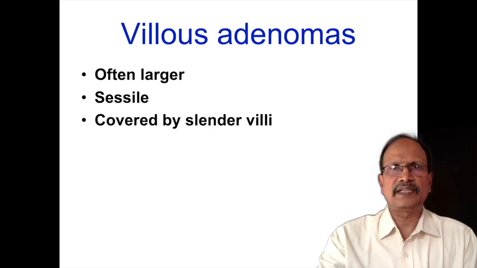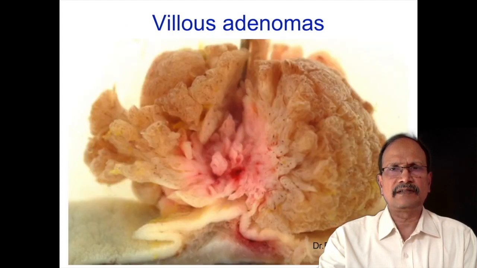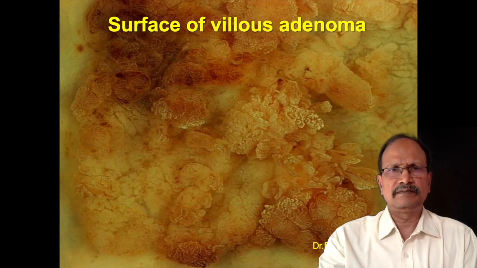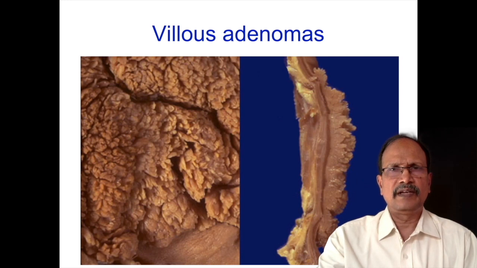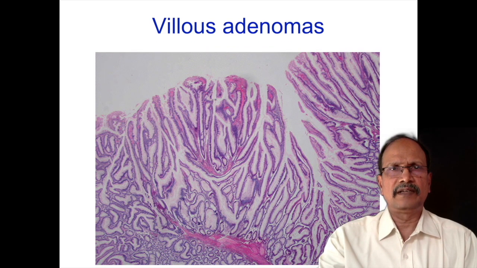Coming to the second category, villous adenomas, they are often larger, they are single, and they are covered by slender villi. You can see in this sessile adenoma that villus-like projections can be appreciated on the cut surface. This photograph shows the surface of the villous adenoma, wherein you can see finger-like projections. The cross-section or the external appearance sometimes may resemble a shaggy rug. Histologically, we will see villi of various sizes protruding from the surface.